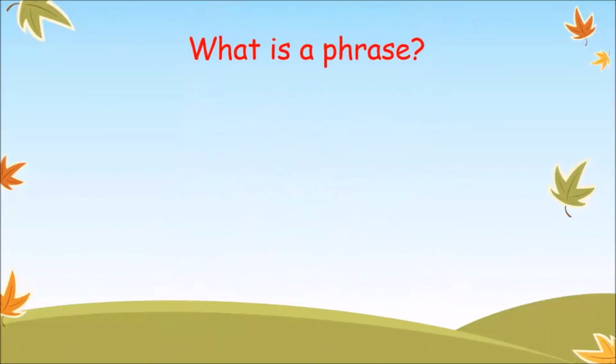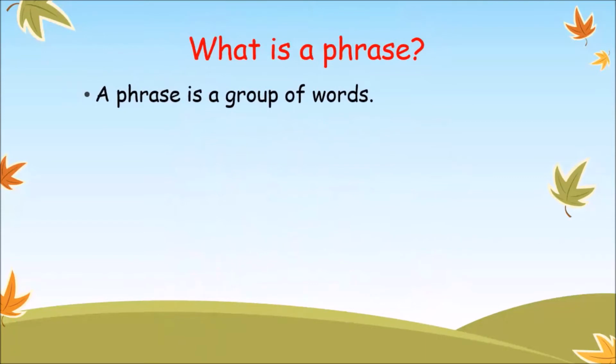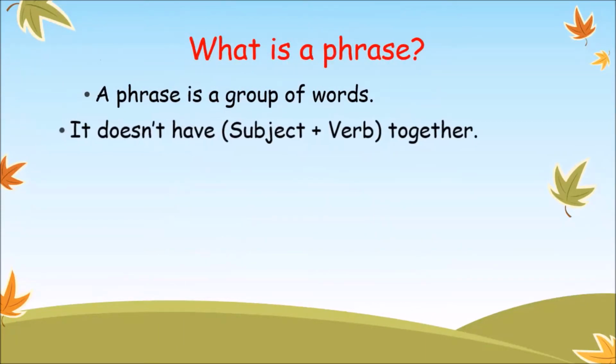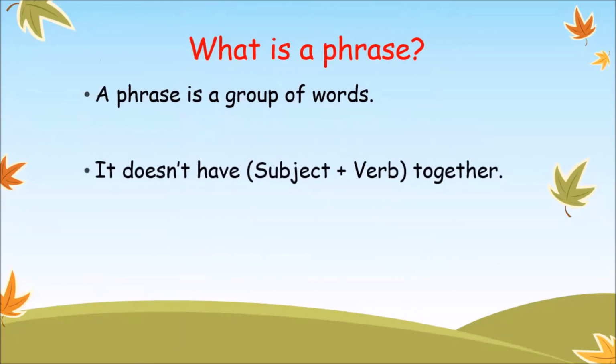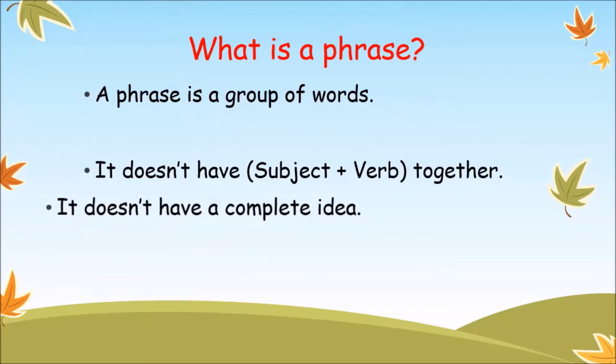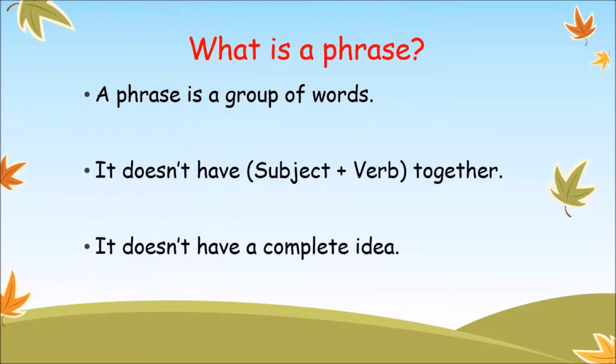what is a phrase, if you remember? A phrase is a group of words, okay? It doesn't have subject and verb together. So you can't find subject and verb in a phrase, either a verb or a subject alone, okay? You don't have them together in a phrase. And it doesn't have a complete idea. It has only half an idea.